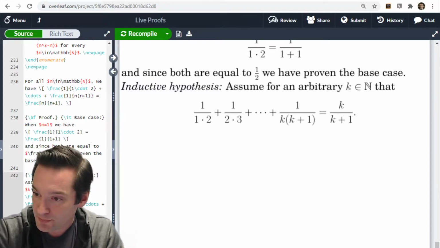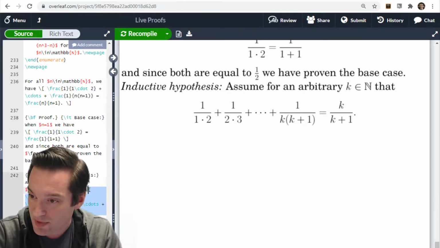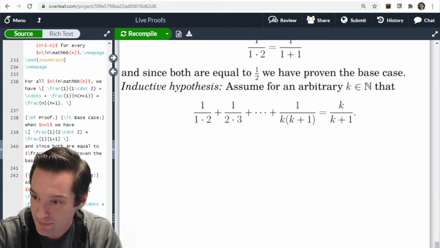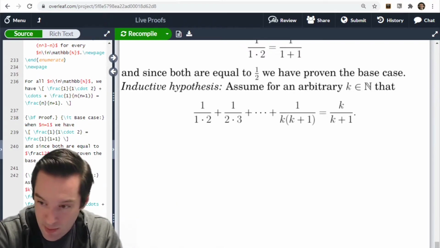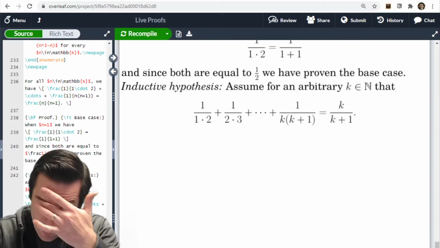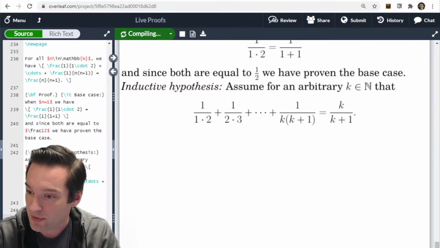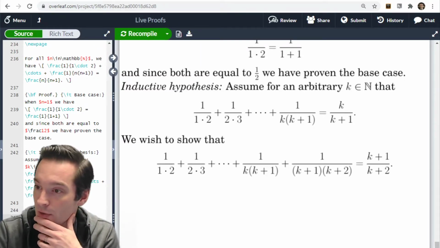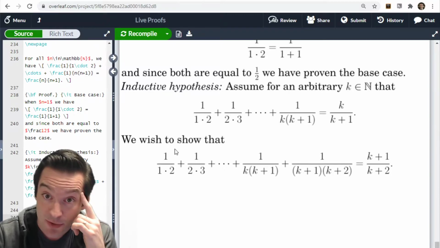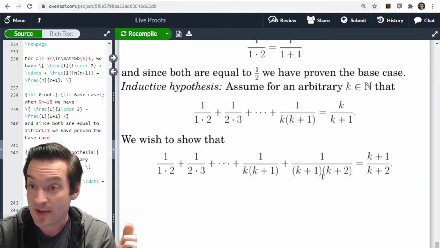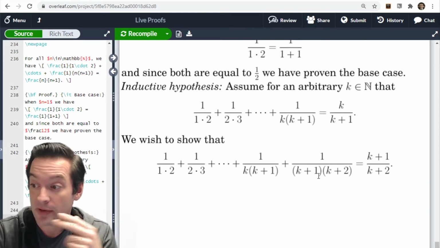And then what we wish to show is that same statement except with k plus 1 in place of k. So this sum needs to go all the way up to 1 over k plus 1 times k plus 2. And on the right-hand side of the equation, we should get k plus 1 divided by k plus 1 plus 1, in other words, k plus 1 over k plus 2. So here's our inductive hypothesis, and here's the thing we want to prove. Astutely, you notice that the only difference between the left-hand side of what we're trying to prove and the left-hand side of what we've assumed is this single term at the end, 1 over k plus 1 times k plus 2.